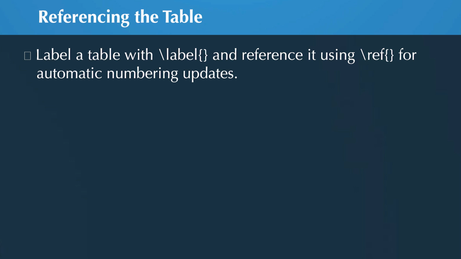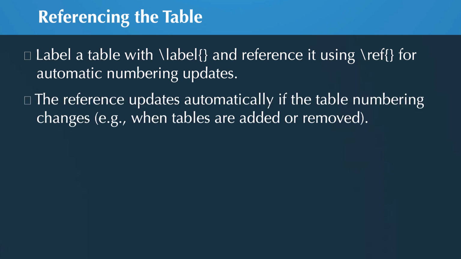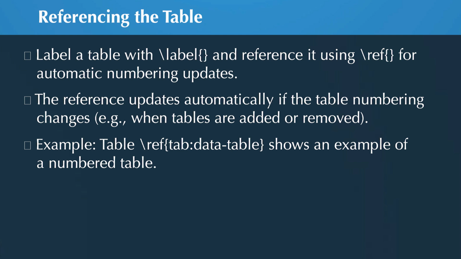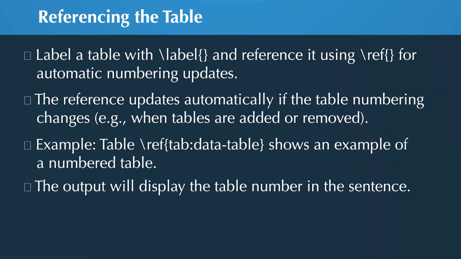Now how can we reference the table? Once a table is labeled using the label command, it can be referenced elsewhere in the document using the ref command. This ensures that the table reference is automatically updated if the numbering changes. You can reference the table as follows. I am writing a line here: Table \ref{tab:data table} shows an example of a numbered table. So now the output shows the sentence with the table numbering.